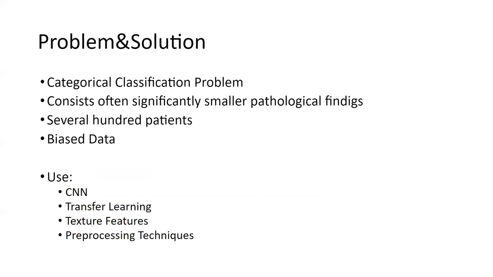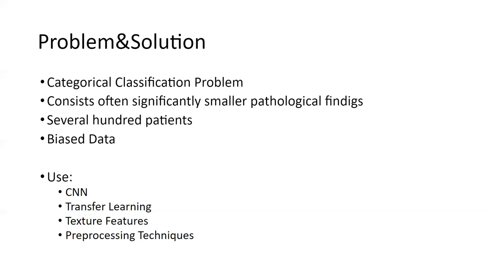So our problem is a categorical classification problem. Furthermore, the dataset contains pathological findings, which are often significantly small, and hence harder to detect. Also, the main limitation is that all previously proposed methods are evaluated on small to medium scale problems of several hundred patients. And it remains unclear how well the current deep learning techniques will scale up to tens of thousands of patient studies. Luckily, the dataset proposed by Wang et al.